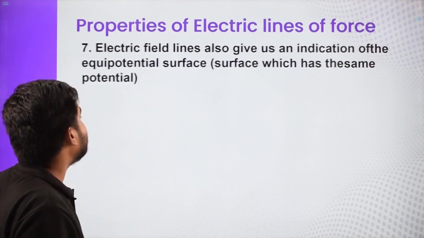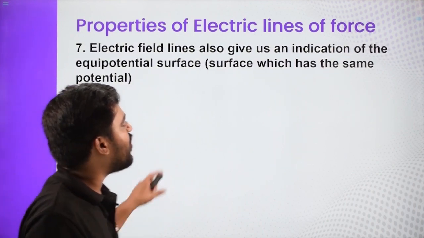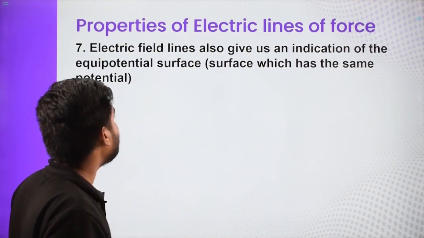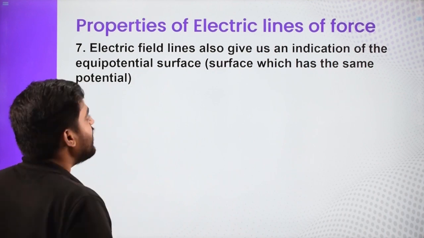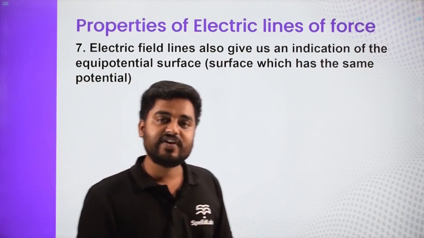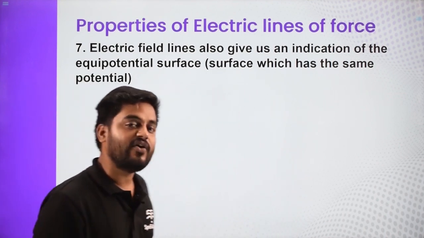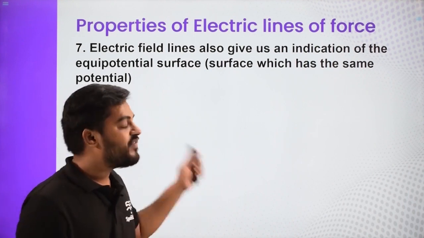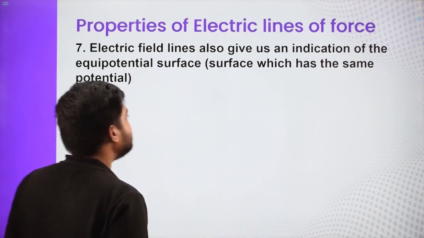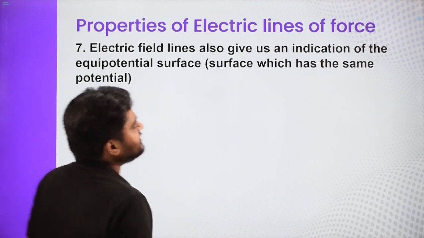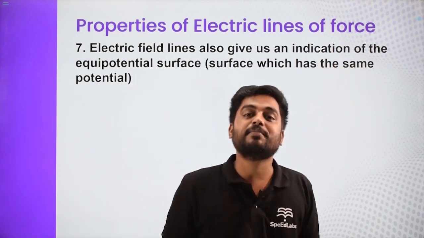Now let us discuss the next property. Electric field lines also give us an indication of equipotential surfaces. So what are equipotential surfaces? We are going to do a detailed study of equipotential surfaces in our next section. As of now, we will just say that equipotential surfaces are surfaces which have the same potential.